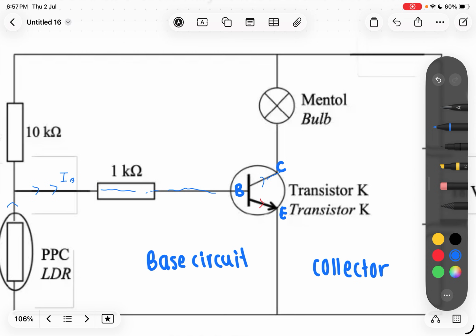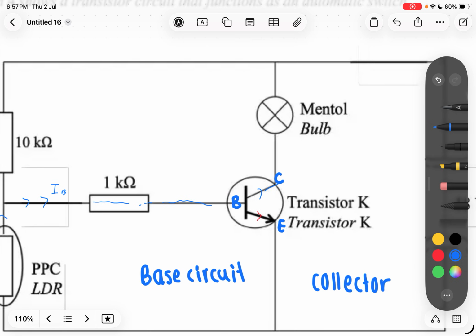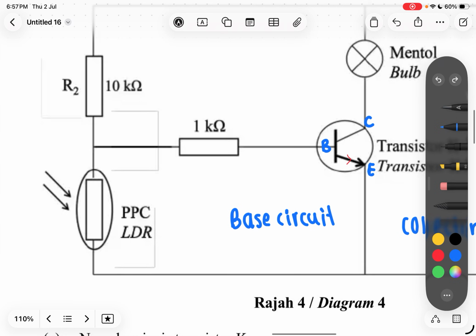So this means that when there's no base current, then there would be no collector current. Yeah, there would be no collector current. So it means that here, which is IC, it would not light up the bulb. So the bulb does not light up in the day. Okay?